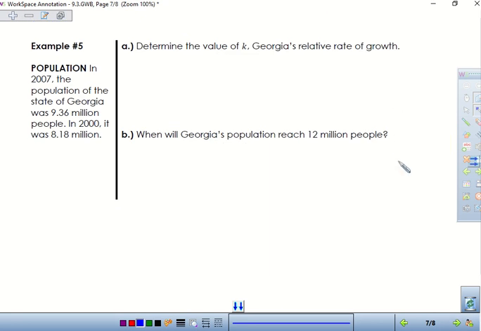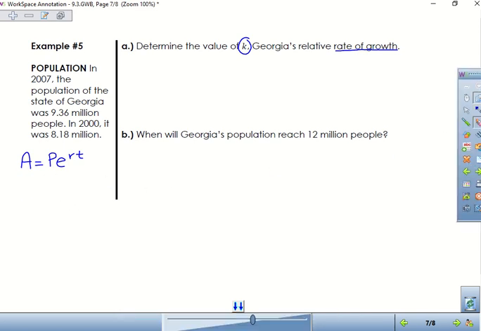So it says, determine the value of K, Georgia's relative rate of growth. Okay. In 2007, the population of the state of Georgia was 9.36 million people. And in 2000, it was 8.18 million. So we're talking about K, where it says K is relative rate of growth. If we take our original formula, this formula usually represents money. Sometimes you're going to see this formula instead written like so.